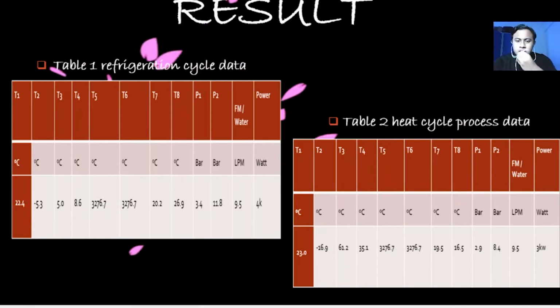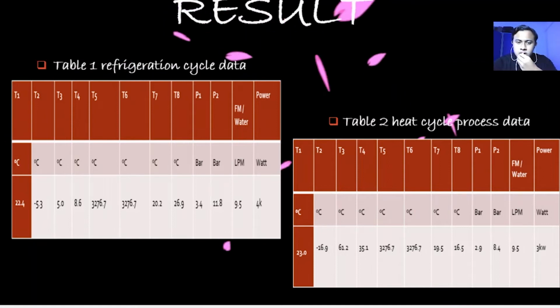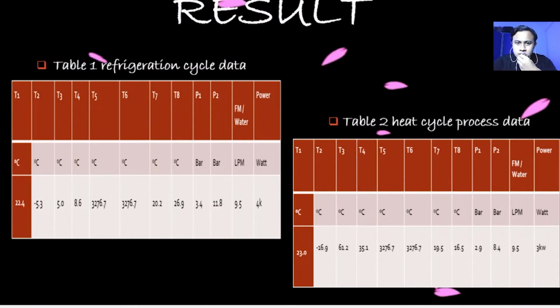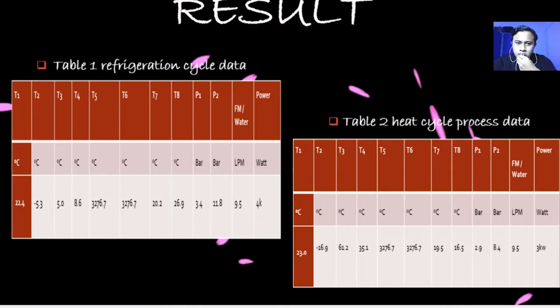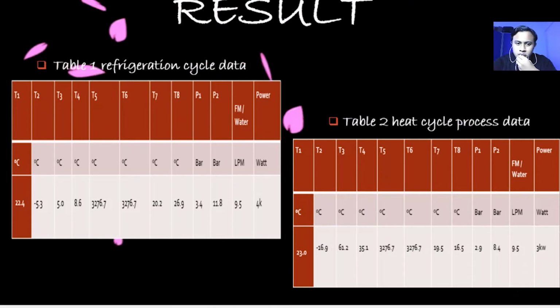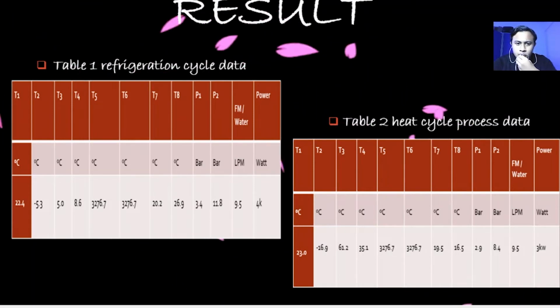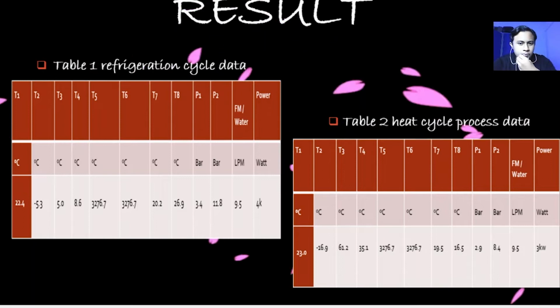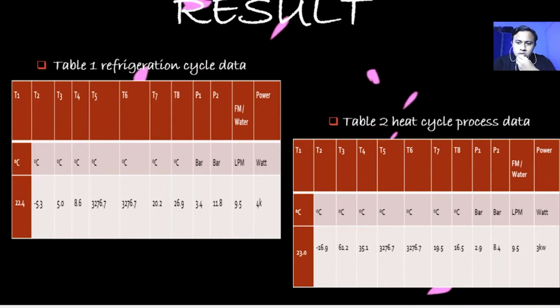My name is Muhammad Azim Hussein and my metric number is B0920101003. So today I will explain about the results for the heat pump lab. So we have the data for the refrigeration cycle and the heat pump cycle process. We have temperatures 1 until 8 and 2 pressures, and we have the power and flow rate. So these are all the data that we get from the machine.